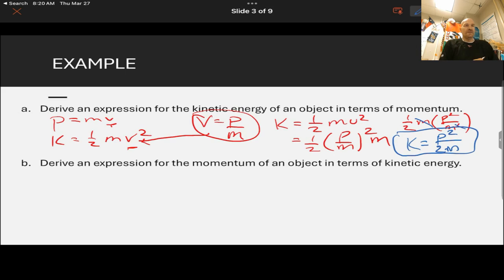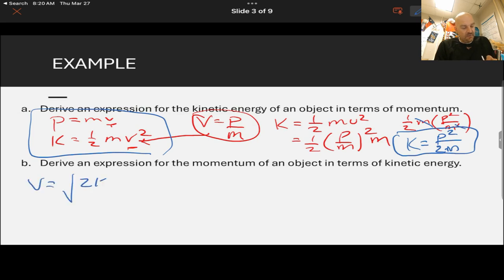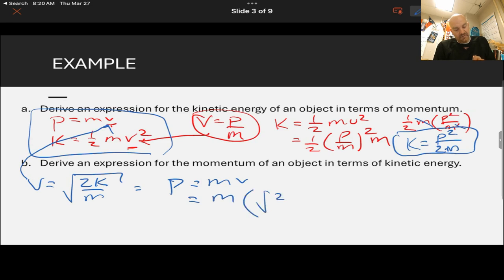Now let's go to the other side, where we're going to derive an expression for momentum in terms of kinetic energy. Again, we start with our two basic equations, but this time we solve the kinetic energy equation for v. So v is the square root of 2K over m. Then I substitute that into the momentum equation. So P equals mv, so P equals m times the square root of 2K over m.